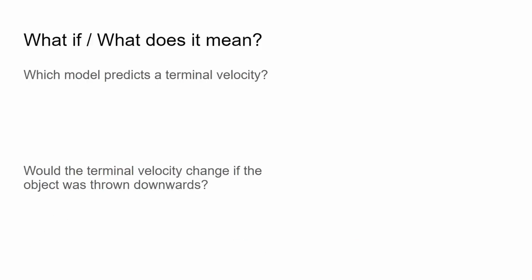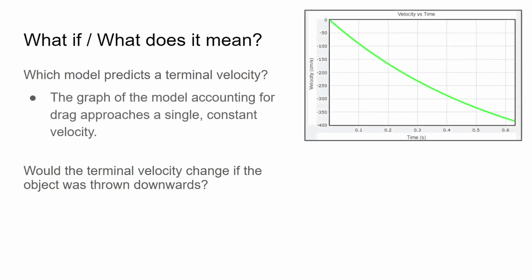Some remaining questions are, which model predicts a terminal velocity? Terminal velocity occurs when the force of drag pointing up equals the force of gravity pointing down. This essentially means that the net force will become 0, causing the velocity to become constant. The model that predicts this is the one accounting for drag, for its velocity graph becomes shallower over time and approaches a single constant value. This is in contrast to the model not accounting for drag, which has a constantly decreasing velocity.